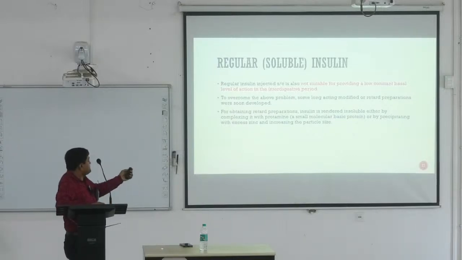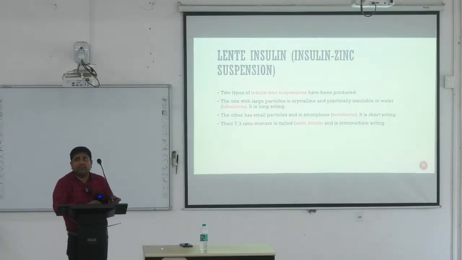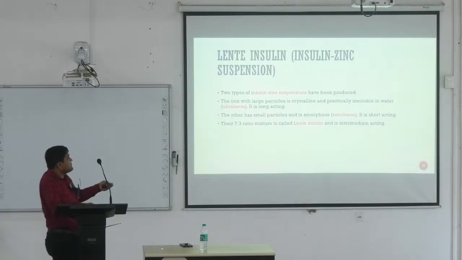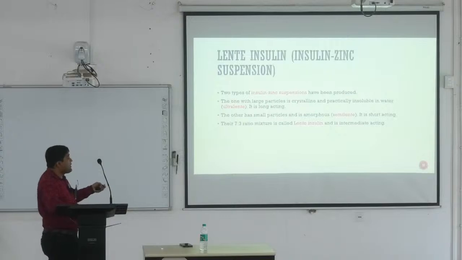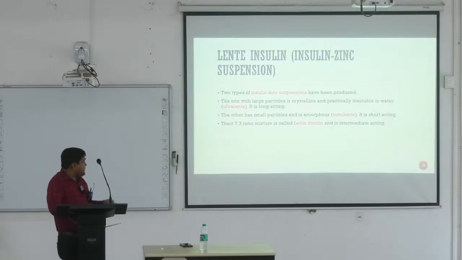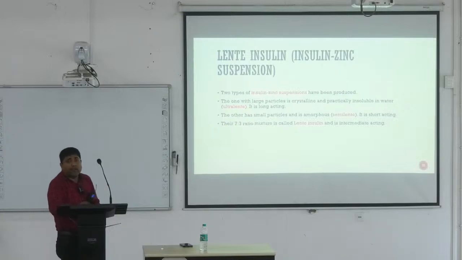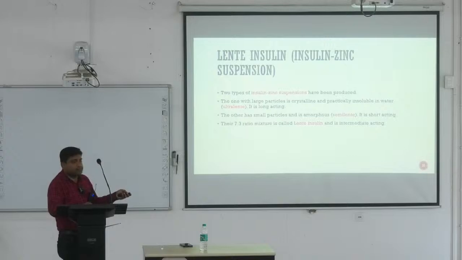Now, lente insulins are basically insulin zinc suspensions. There the zinc concentration has been increased. Now, two types of insulin zinc suspensions have been produced. One with the larger particle size, called ultralente, is long acting, and one with the smaller particle size, called semilente, is short acting. Now, a 7:3 mixture of ultralente and semilente produces lente insulin. It is intermediate acting, it acts for 12 hours.